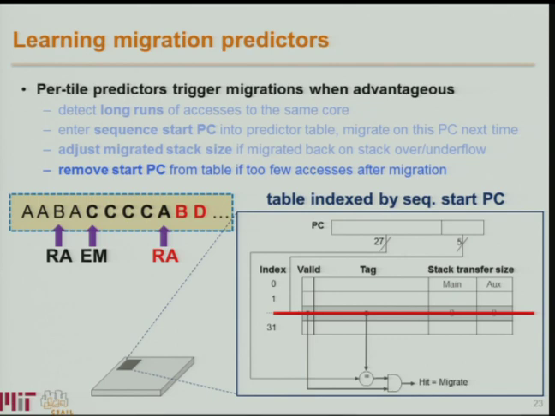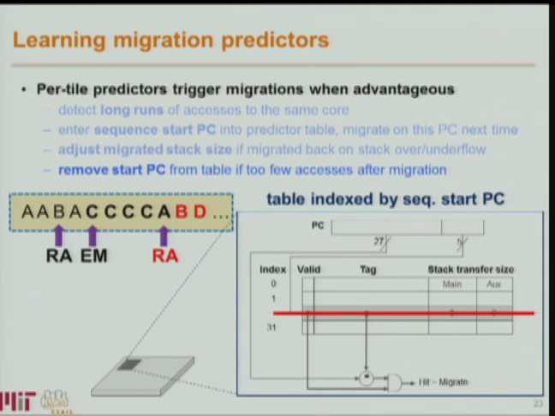And finally, because data access patterns change over time, the predictor can change its mind. That is to say, if you migrate to a remote core and you don't make enough accesses to make this migration worth it, then when you come back, this address will be removed from the table, and next time you will not migrate.